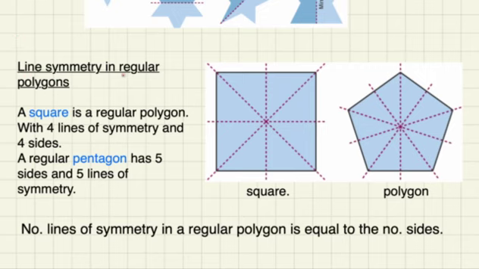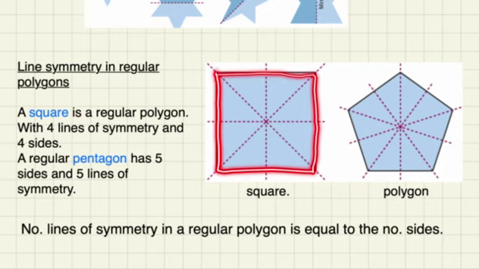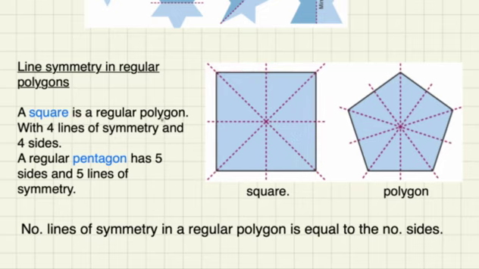Lines of symmetry in regular polygons. So a square is a regular polygon. So this is where each of these sides is of equal length. And this shape, the square, it has 4 lines of symmetry and 4 sides as well.